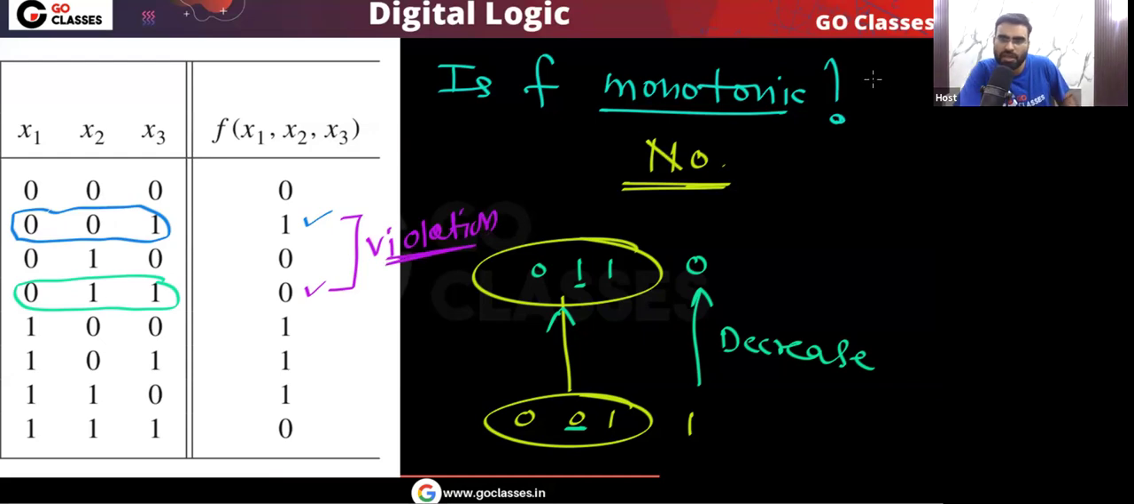So is this monotonic? The answer is no. Is this understood? Please tell me. Let me know. Is this clear to everyone? The definition of monotonic function, is this clear?